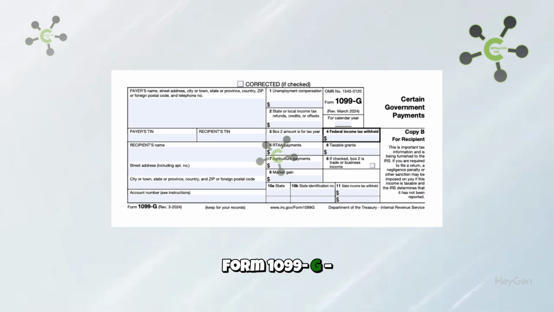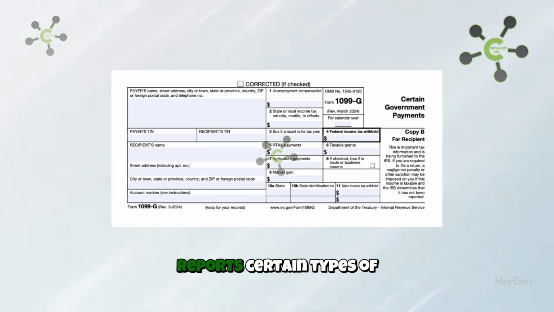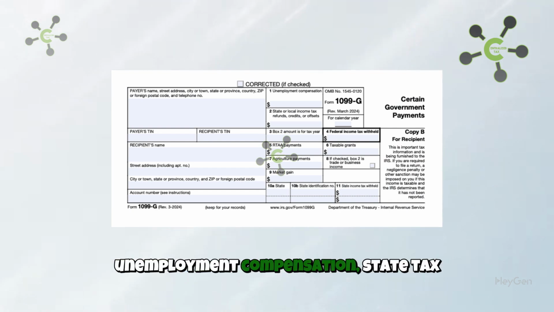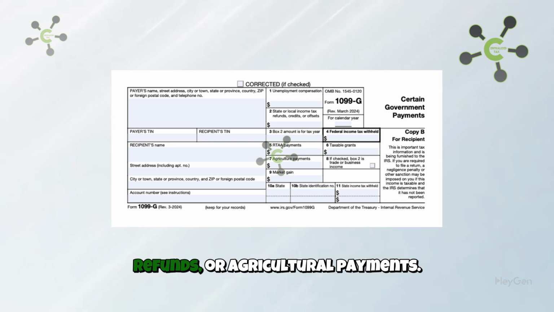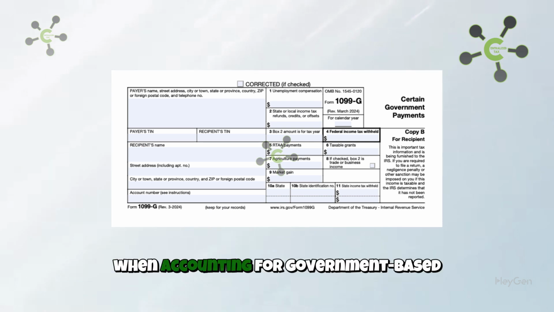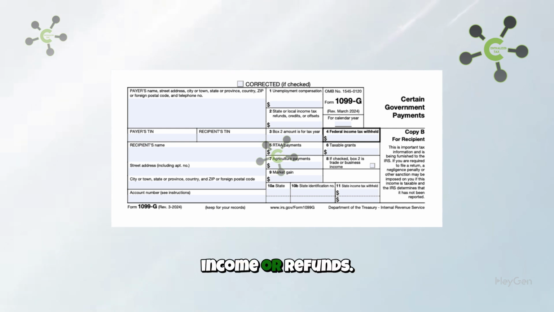Form 1099-G, Government Payments, reports certain types of government income, such as unemployment compensation, state tax refunds, or agricultural payments. This form is essential when accounting for government-based income or refunds.